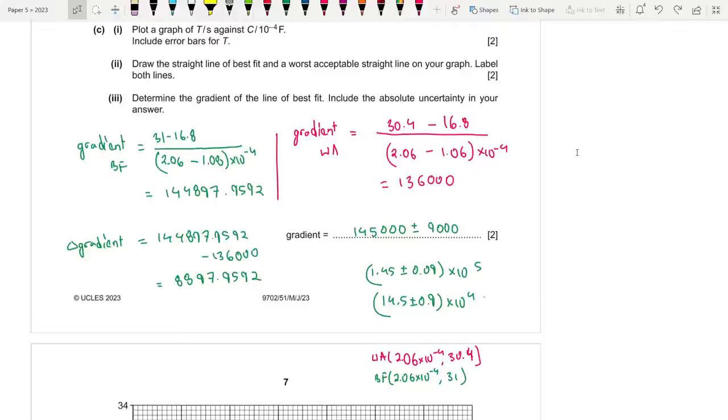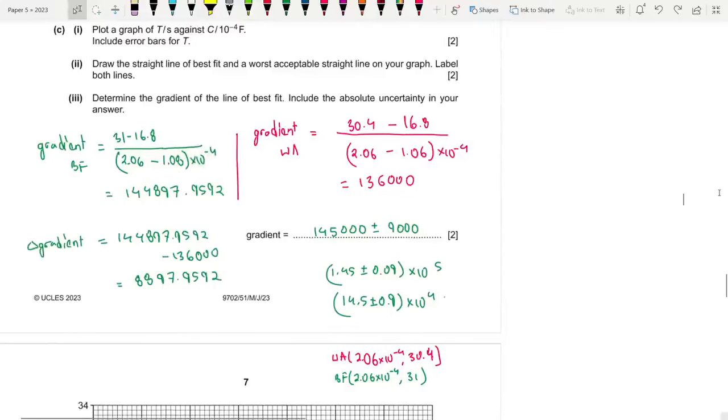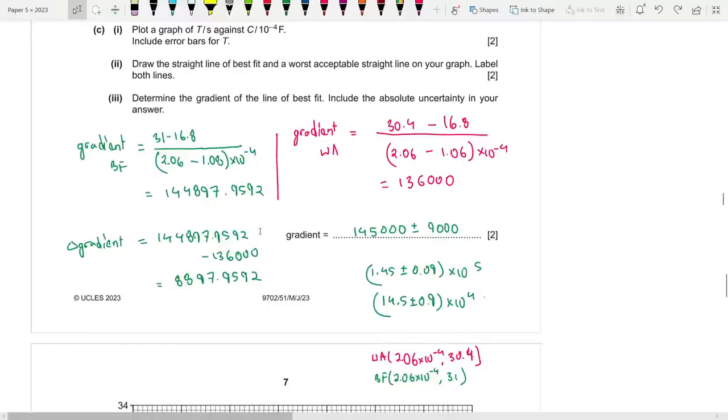So you can give the value of the gradient to 2 or 3 SF. I opted for a 3 significant figure answer, which is 145,000, and the uncertainty I rounded off to 9,000 from 8897. So that's 145k plus minus 9,000, and ensure that you include the power from the x-axis over here, okay, or else your answer won't match with me. The value of your gradient will not exactly match with mine, but it will be along the lines of this, okay?